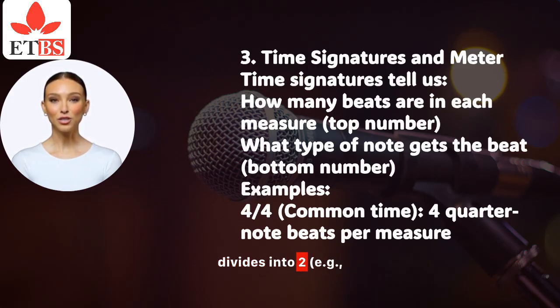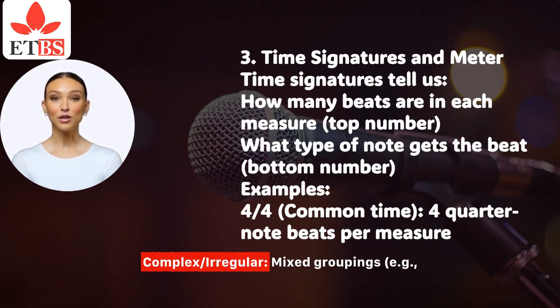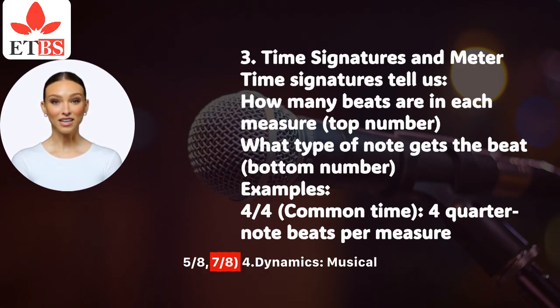Meter can be simple, where each beat divides into 2, e.g., 2/4, 3/4, 4/4. Compound, where each beat divides into 3, e.g., 6/8, 9/8. Complex, irregular, with mixed groupings, e.g., 5/8, 7/8.